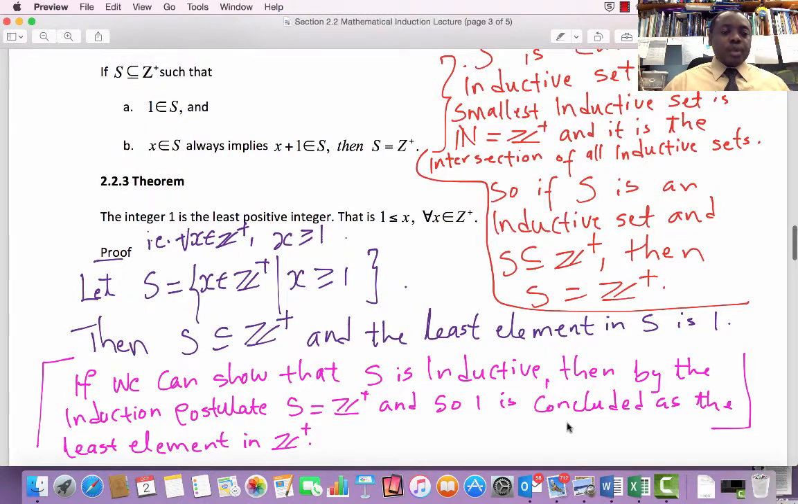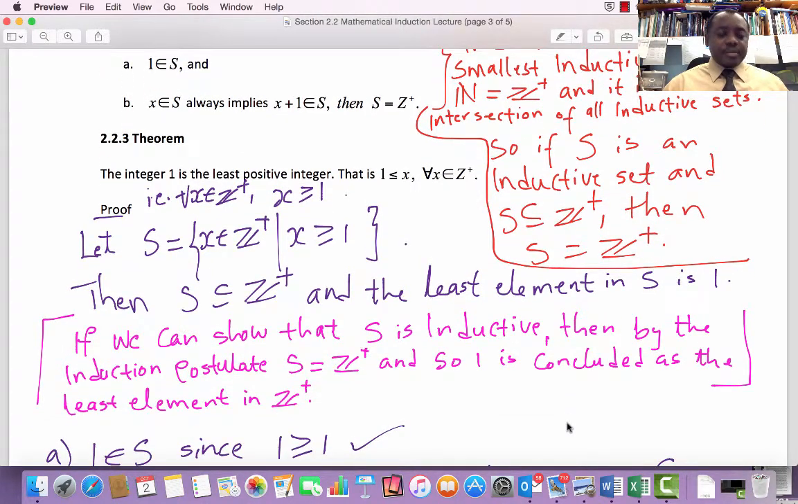Subsection 2.2.3 theorem. The integer 1 is the least positive integer. Interesting. So this theorem simply says for every element x in Z plus, x is bigger than or equal to 1. I prefer to put it that way. There is no positive integer that is smaller than 1. Is that true? Does it even need a proof? Yes, it does. And we're going to prove it using the idea of an inductive set.